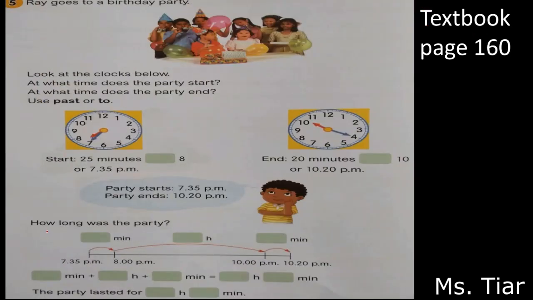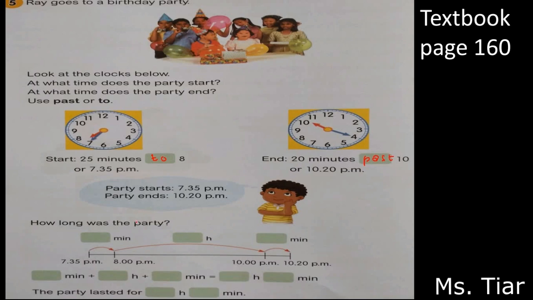Ray goes to a birthday party. Look at the clock below. So at what time does the party start? Okay, look at this one. Oh, we need to find out, is it using past or to? Look at this. The number goes after 6 means you have to use to, right? But this one, the number goes before 6. You have to use past. Just remember that. Is this before 6 or after 6?